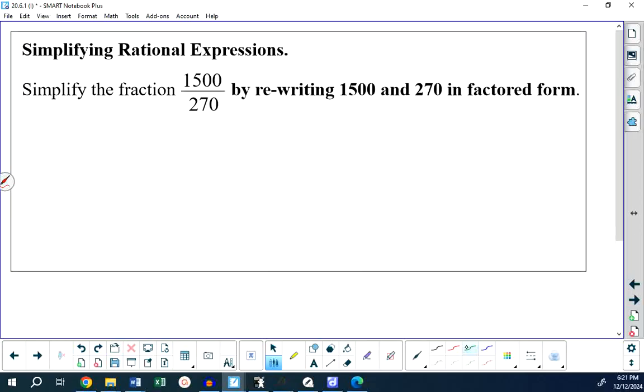All right, simplifying rational expressions. I've got a little exercise for us here. We want to simplify this fraction 1500 over 270 without using any fraction key on our calculator. Now, what you're probably taught in earlier grades is you can divide the top and the bottom by something. So, for example, your teacher in grade 9 might have said, well, I'm going to, and please do not write this. Don't write this. Your teacher might have done this.